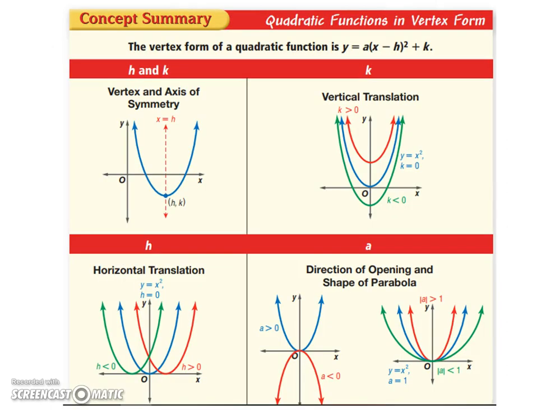So next is a concept summary. The idea is the vertex and axis of symmetry is all about h, and h, k is our vertex. If we want to translate it up or down, we just change the k. If it's negative, it goes down. If it's positive, it goes up. Horizontal translation, if our h is positive, it goes right. If our h is negative, it goes left. If a is positive, it opens up. If a is negative, it opens down. And if a is greater than 1, it gets narrower. If it's less than 1, it gets wider.